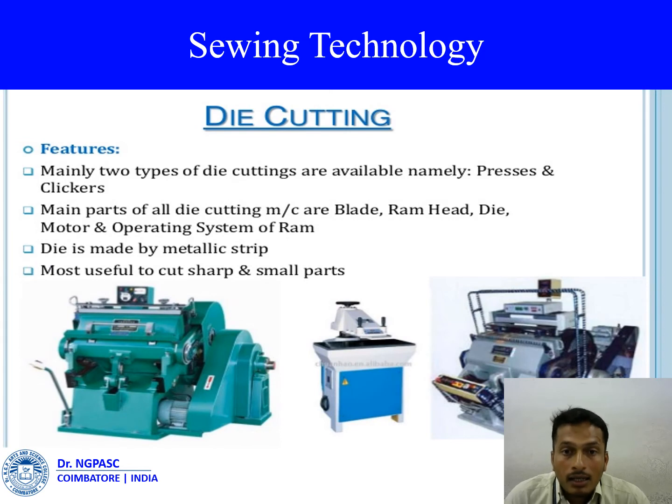Next one is the die cutter. It is a semi-automatic machine. Mainly two types of die cutters are available, namely presses and clickers. The main parts of all die cutter machines are blade, ram, head, die, motors, and the operating system of the ram. The die is made of metallic strip, mostly useful to cut sharp and small parts. Just see this picture, this is a die cutter machine.